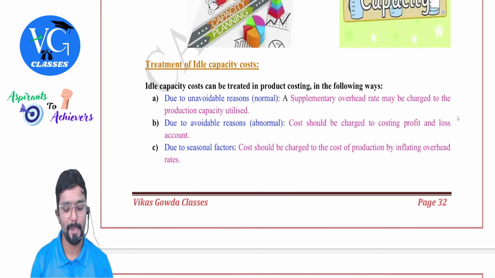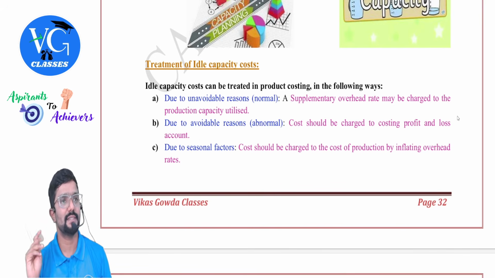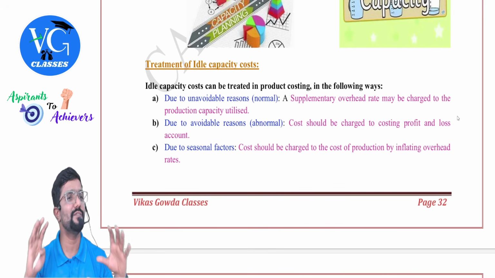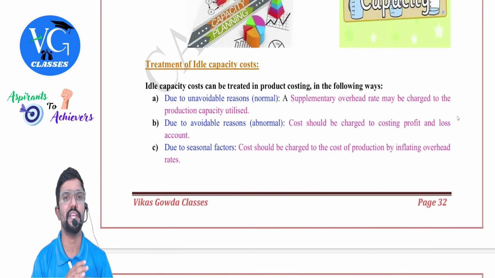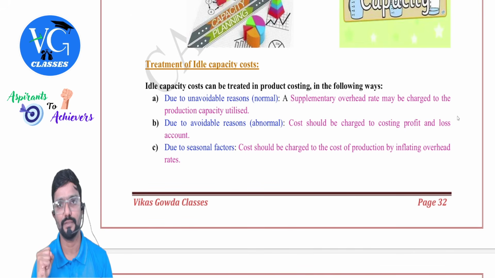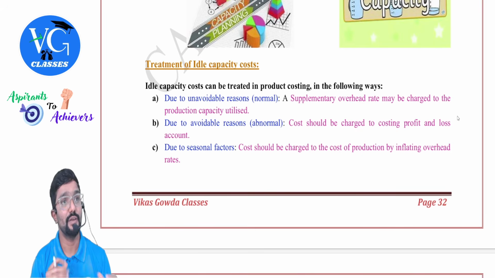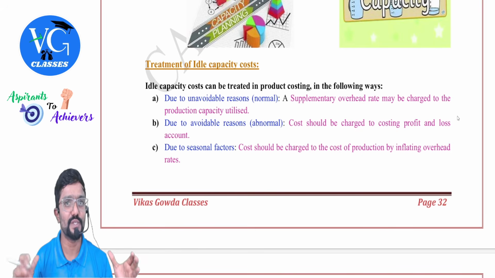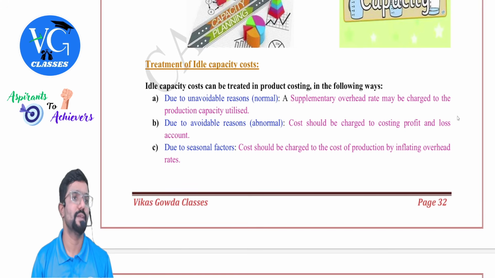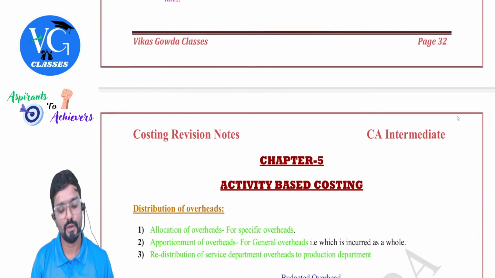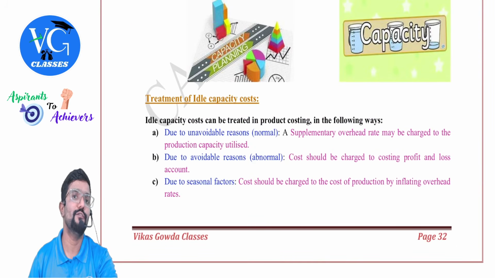And if it is due to seasonal factors, means, sir, I will operate only for 9 months in a year or 10 months in a year, whereas another 1 or 2 or 3 months I will remain idle. In that case, whatever cost we have incurred for idle capacity should be charged to cost of production. Means during the season, whatever units you produce, their cost will go up by inflating the overhead rates, guys. Got it? So this is all about chapter 4, guys.